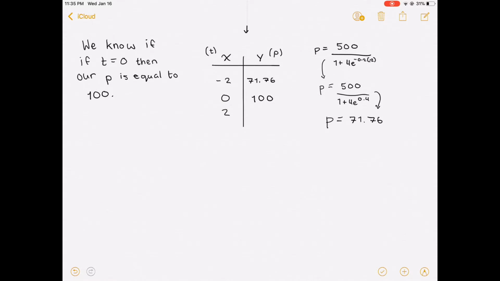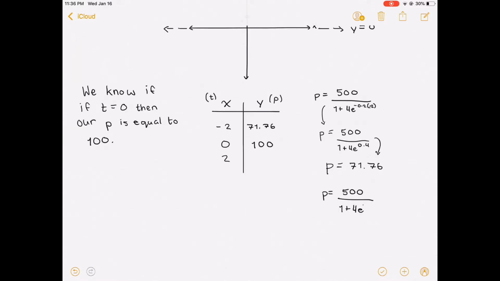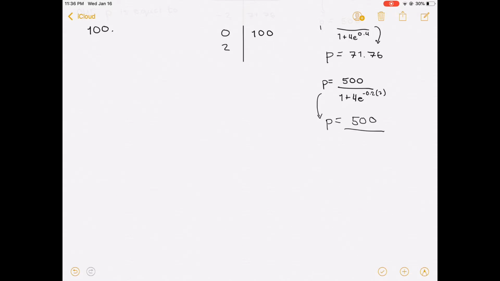Now let's try another value. Let's try x is equal to 2. So P is equal to 500 divided by 1 plus 4e to the exponent of -0.02 times 2. Now let us simplify this even further. We will get P equals 500 divided by 1 plus 4e to the exponent of -0.4. Now let us simplify it even further by calculating it.